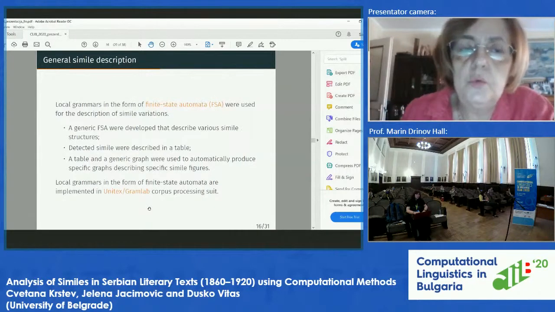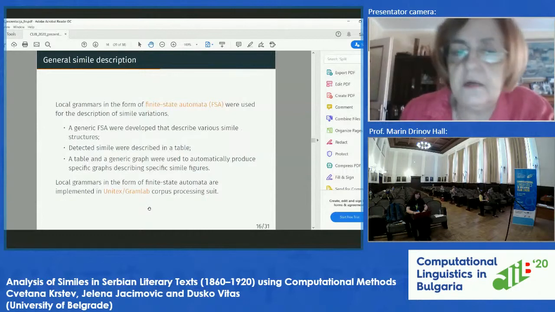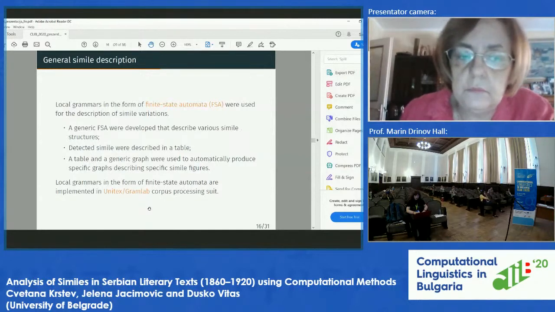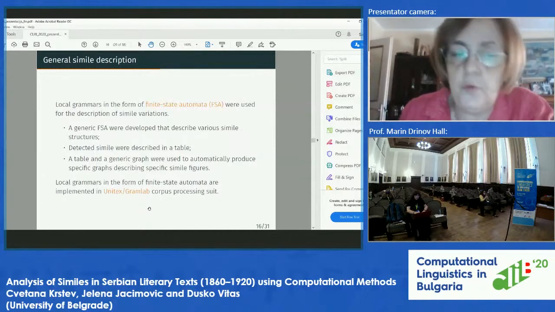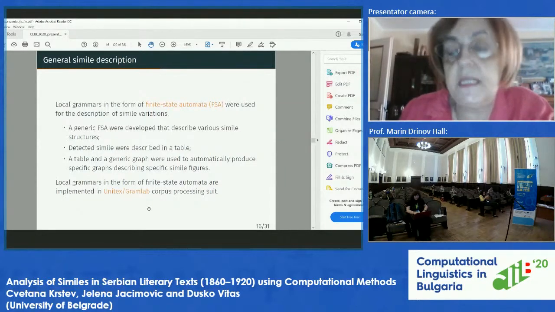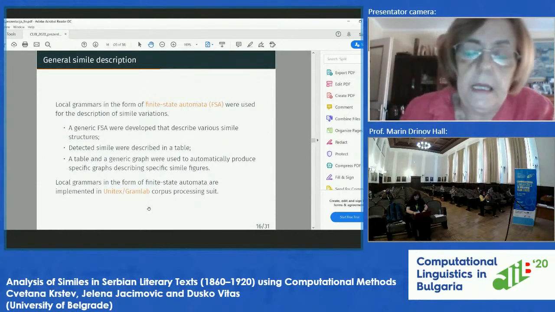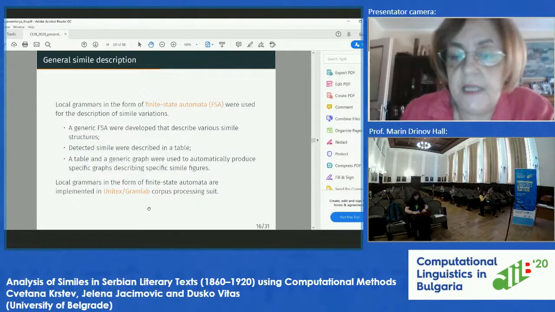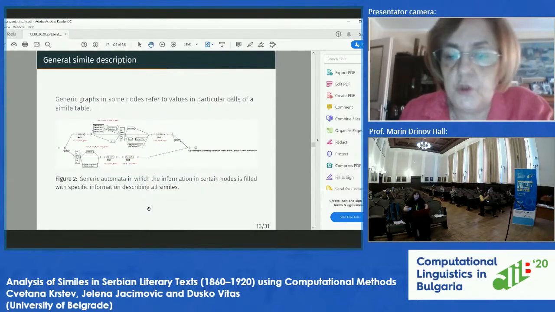So we try to obtain some form of general simile description in the form of finite state automata, where we first developed generic finite state automata that describe various simile structures that we have obtained by analyzing possible variations. Then we described the specific similes in the form of a table, and then use this table and the generic graphs to automatically produce specific graphs that are then used for retrieval. These graphs are all in the form of finite state automata implemented in the Unitex corpus processing suite, and they all rely on Serbian morphological dictionaries.